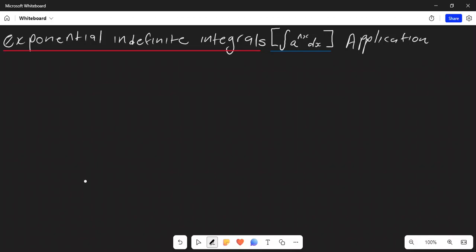Today in this video we'll be doing exponential indefinite integrals. We're going to do the application as well, and also look at which functions we are going to apply this rule on.